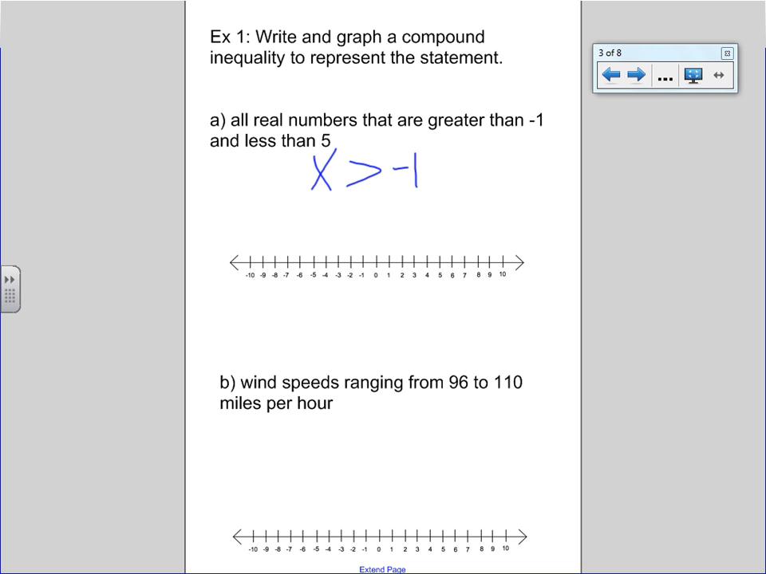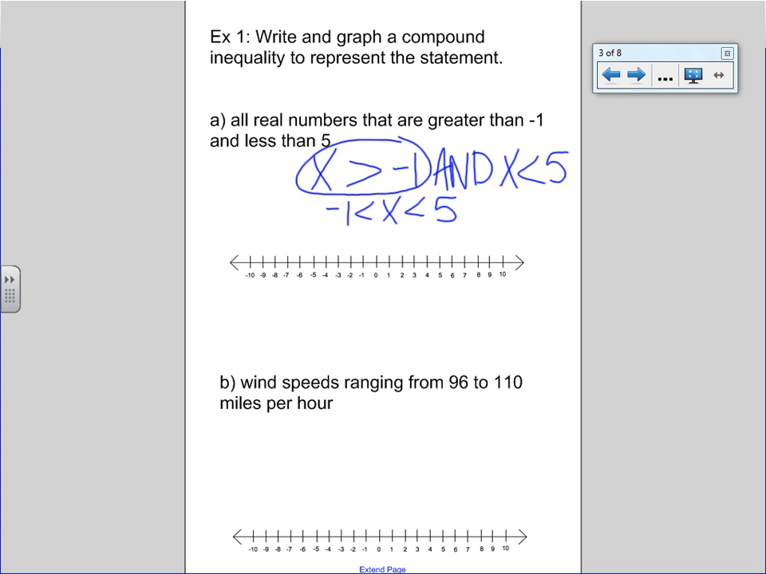Then it says and, so I'm going to say and less than 5. So again, I'm going to write x again, and then it said less than that time, and I'm going to put 5. Now I can write this as one whole compound inequality by switching these two around and flipping its sign. So I can say -1 is less than x, which is less than 5. If you don't understand where I got that from, please ask for it to be paused so you can have a better explanation.